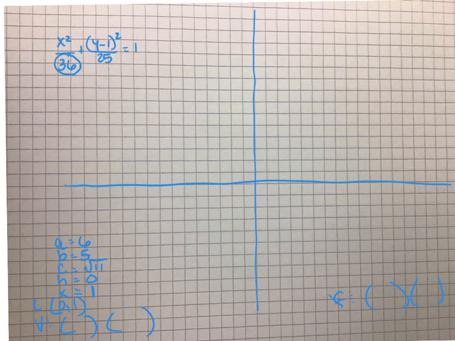And I'm going to go ahead and plot the center. (0, 1) is right there. Everybody get that? What I like doing is plotting the a and the b because it's very easy to draw your ellipse that way. Since this is horizontal, we're going to go 6 in this direction, 6 in this direction, 5 up, and 5 down. This almost looks like a circle, but it is a little wider.